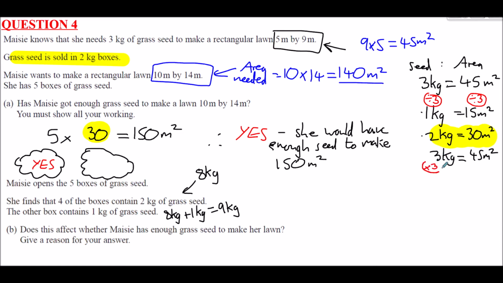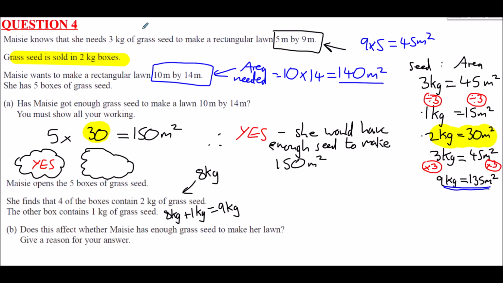3 times 3 would give me 9, and over here 45 multiplied by 3 will give us something rather bigger. So 45 times 3, if you tried that on a calculator, would give you 135 square meters. That's how much of an area could be made from the seed she would have if one bag only had 1 kilogram rather than 2. But remember, she needs 140. So if this were the case and she only got 9 kilograms, she could only cover 135 square meters, not the 140 she needs, therefore no, she would not have enough seed.